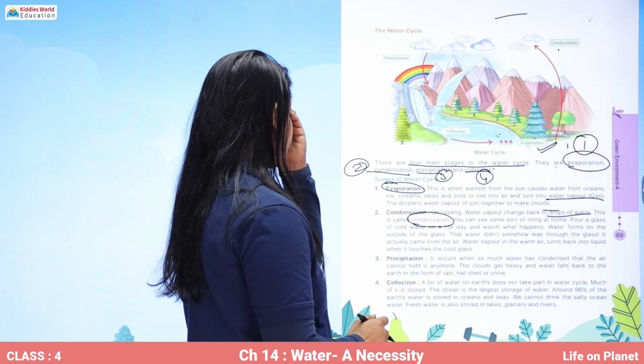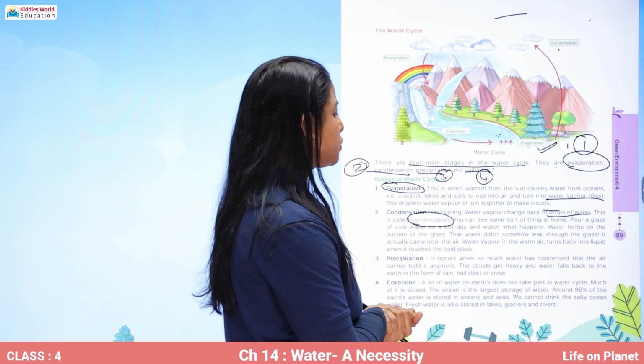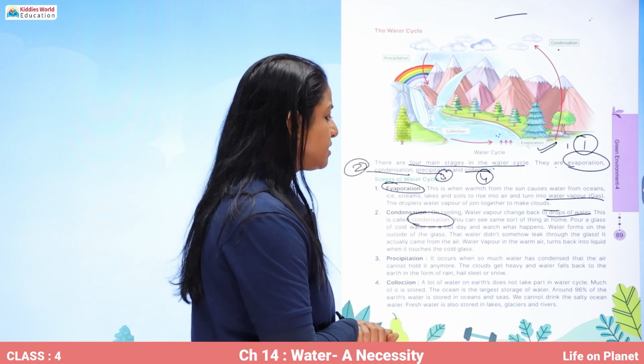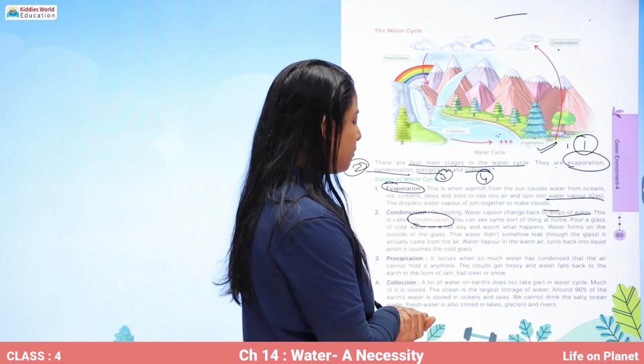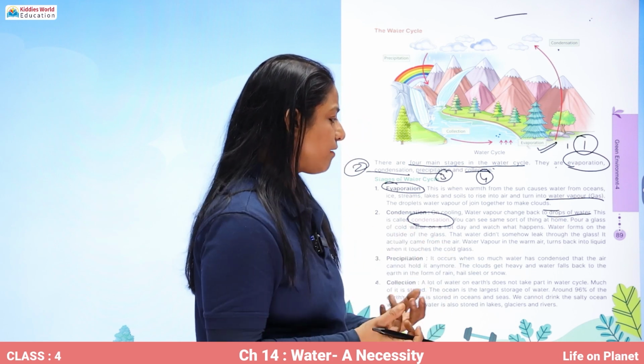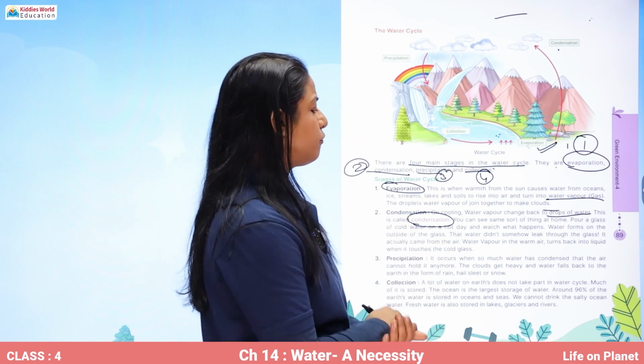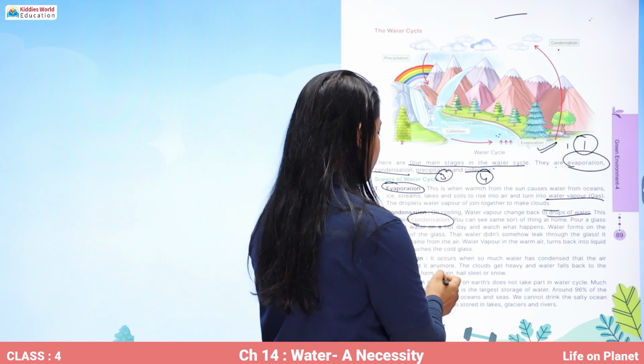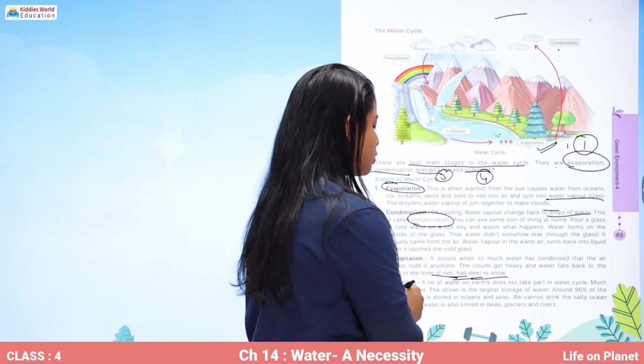Now, what is precipitation? It occurs when so much water has condensed that the air cannot hold it anymore. The clouds get heavy and water falls back to the earth in the form of rain, hail, sleet or snow.